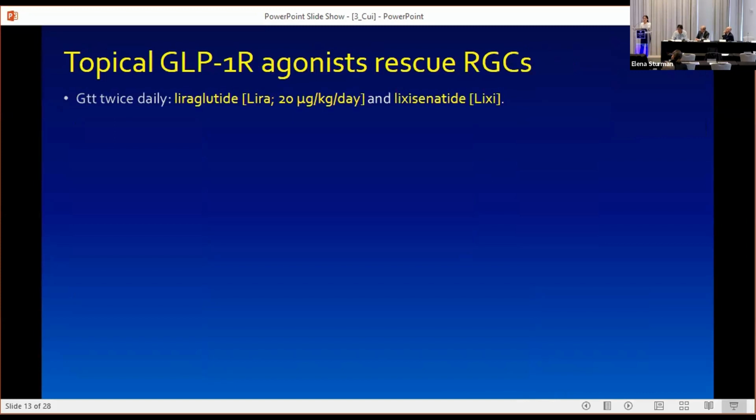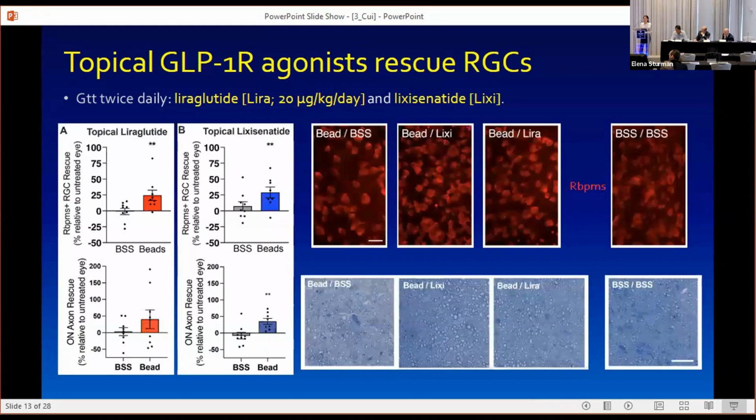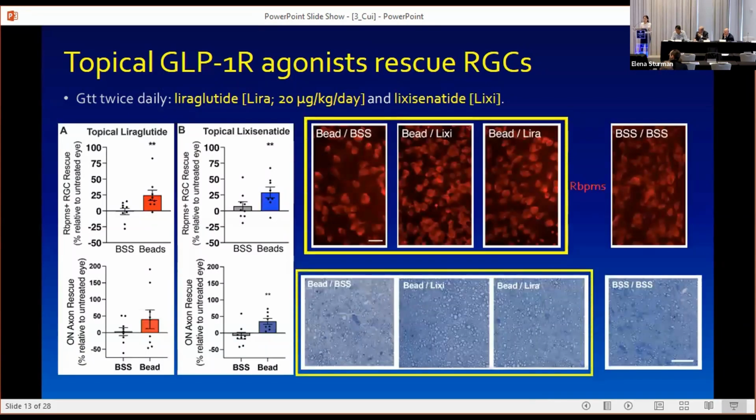We also wanted to know whether topical GLP-1 receptor agonists are a viable treatment option. As a first pass, we simply took liraglutide, which is a long-acting FDA-approved GLP-1 receptor agonist, and lixisenatide, which is a shorter-acting GLP-1 receptor agonist, and dissolved them in PBS. And then we simply gave these drops twice a day to animals after giving them microbead injections. We saw similarly, they did result in some degree of rescue of retinal ganglion cell somas and axons.